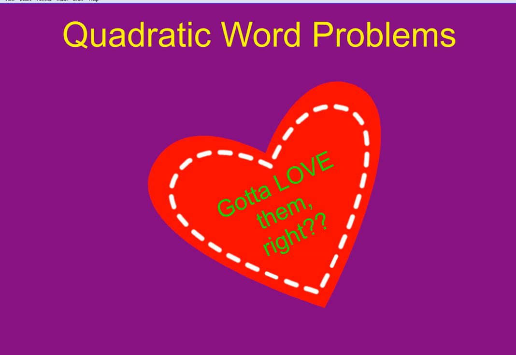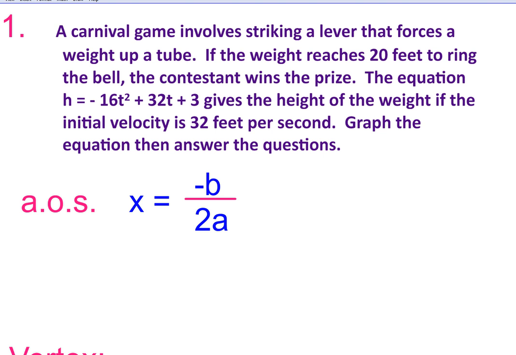In this lesson, we are going to be looking at some quadratic word problems. So the first thing we want to do is actually read our problem. In this one, it talks about a carnival game that involves striking a lever that forces a weight up a tube. If the weight reaches 20 feet to ring the bell, the contestant wins the prize.